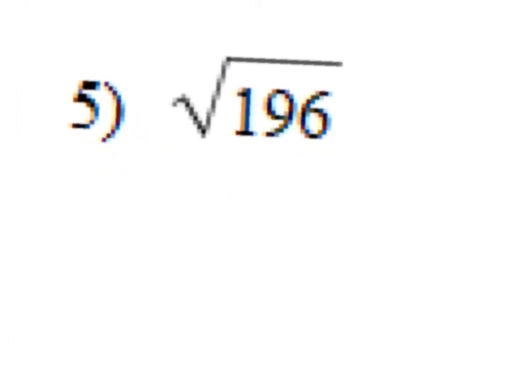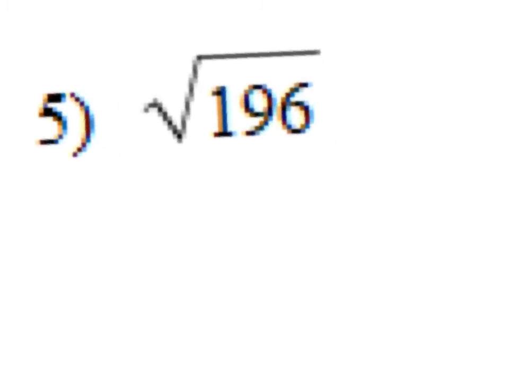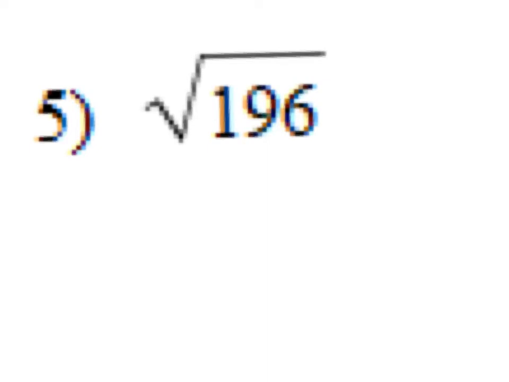All right, on number 5 here. Now, some of you might already know that the square root of 196 is 14, and you just knew that off the top of your head, and that's fabulous. If you did not know that, though, a lot of you were probably starting by dividing by 2, and you'll get 98.